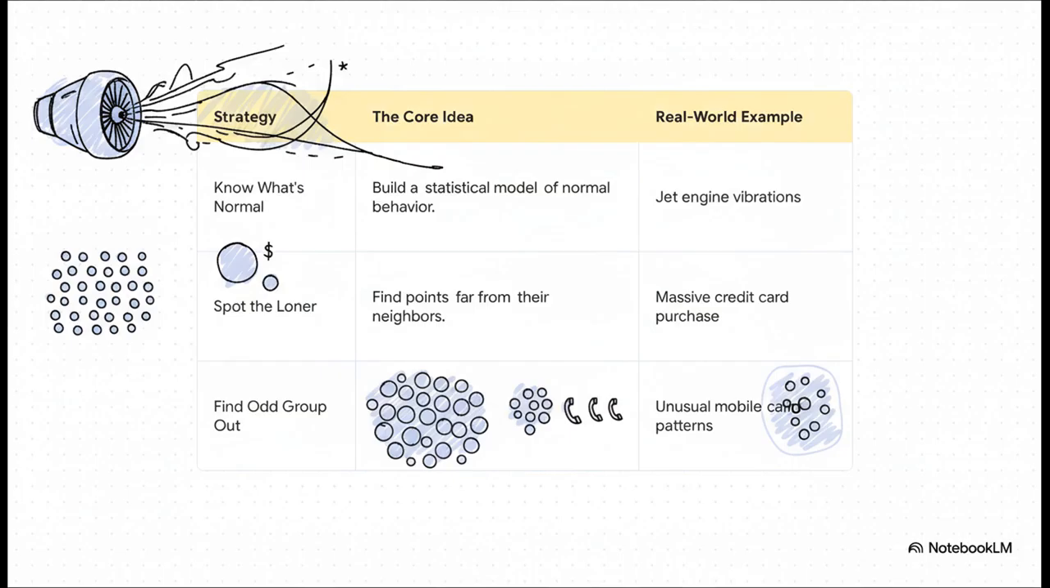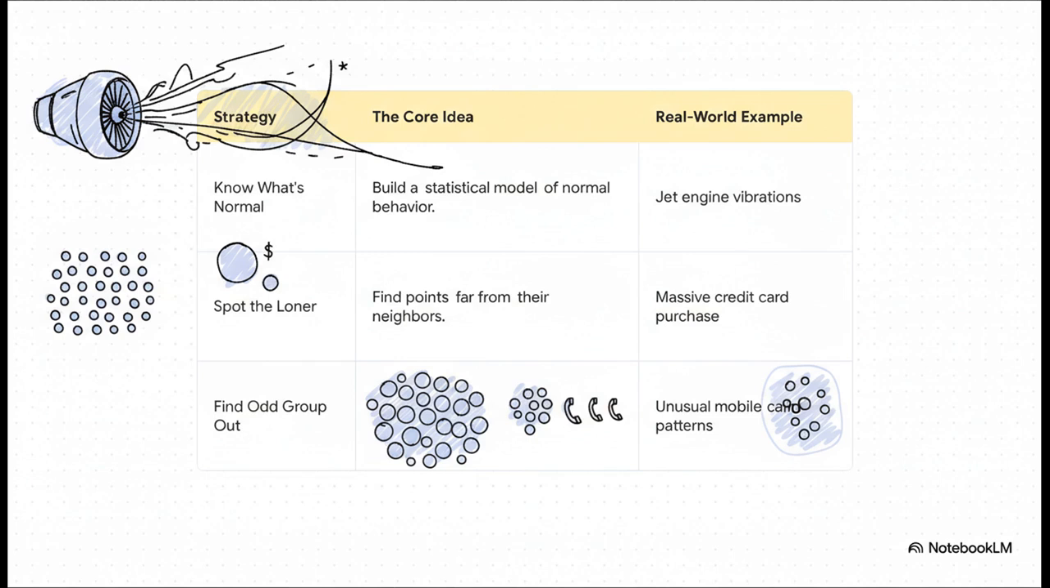First, you can know what's normal. This is where you build a super detailed model of perfect behavior, like the exact right vibrations of a jet engine, and you flag anything that strays from that. The second is to spot the loner. This is more about geometry, just finding the data points that are mathematically far away from their neighbors, like that huge credit card purchase. And third, you can find the odd group out.